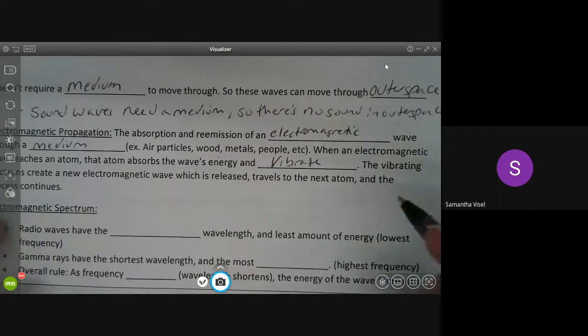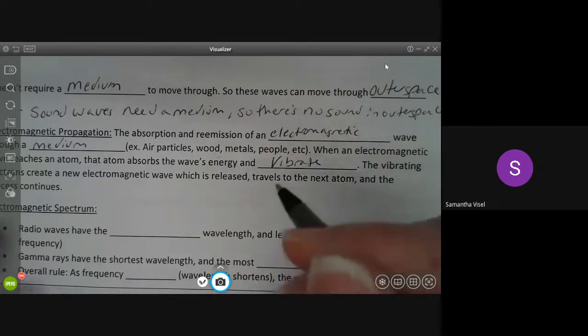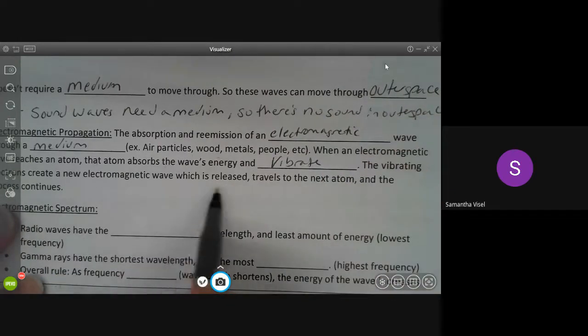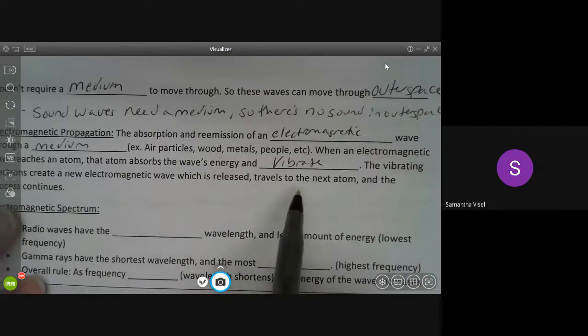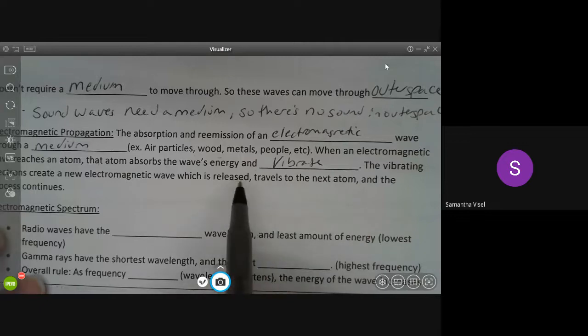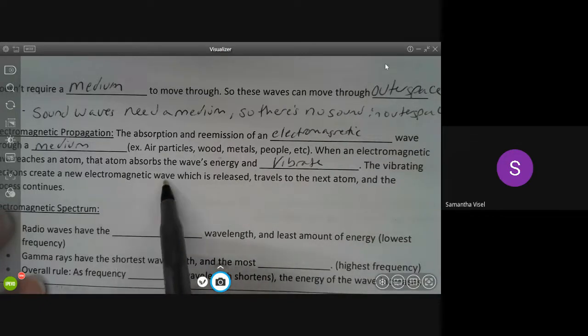So it absorbs the wave, it vibrates, and then it actually releases the same wave at the same type of frequency. It'll travel to the next atom near it, and the process continues. So it's a continuous process of absorption and re-emission of a specific wave.